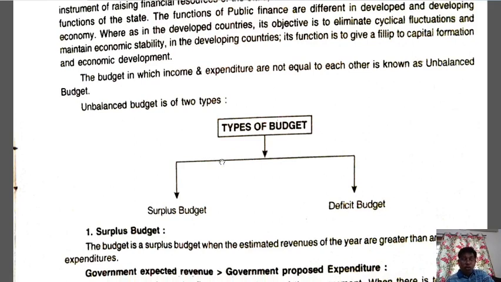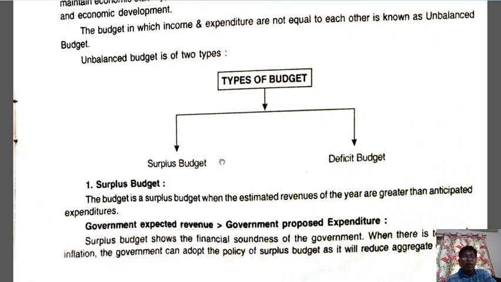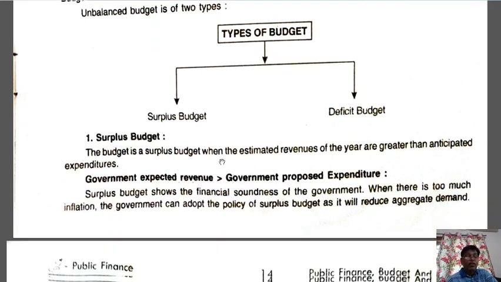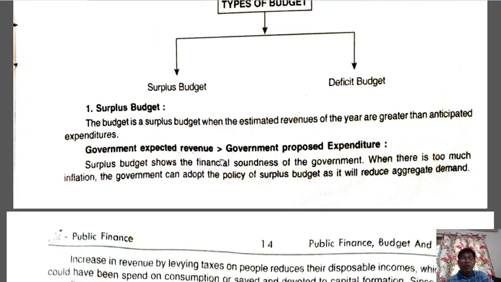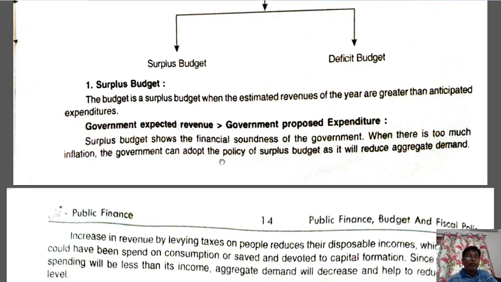The unbalanced budget is of two types: the surplus budget and the deficit budget. A budget is a surplus budget when the estimated revenue for the year is greater than the anticipated expenditure. The government's expected revenue is greater than the government's proposed expenditure. Here the government revenue is high or government expenditure is low. This type is the surplus budget.